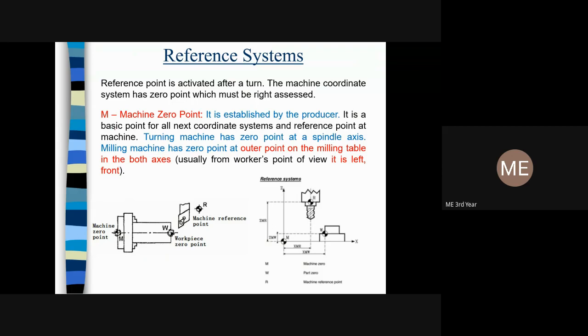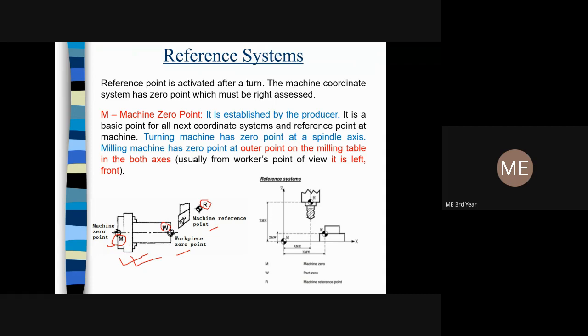Now we will consider three types of reference system in CNC. What are those? One is the machine reference point, indicated by M. One is the workpiece reference point, also indicated by W. And there is the tool reference point. This is the machine 0 point, this is the workpiece 0 point, and this is the machine reference point, or sometimes referred to as the tool reference point, because the tool is situated here.